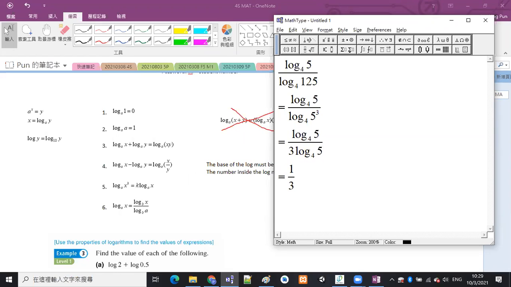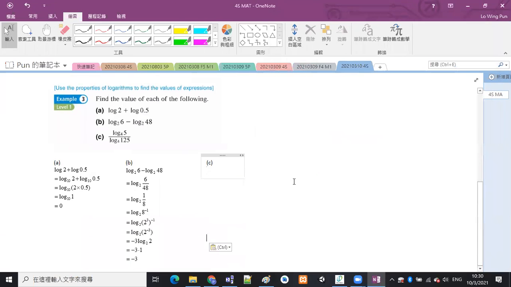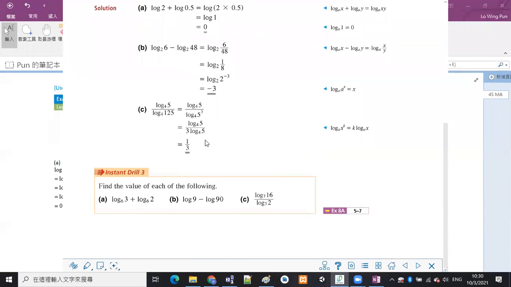OK, 今次就約得啦,成個 log 數 over log 數就約得,但係就咁 log log 同埋上下嘅 log log 就唔約得,得唔得?成個 log 數 over log 數係相等嘅話,就約得。OK, so that is the answer of part C. Can you follow? And now I would like you to do the instant drill number 3.